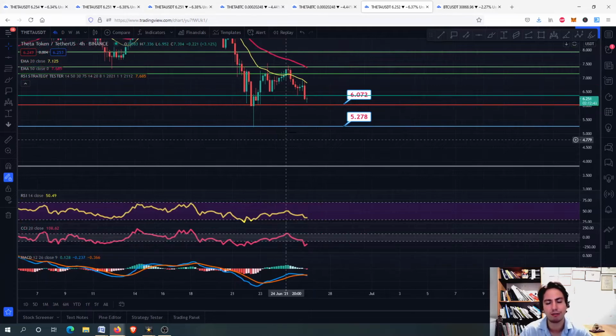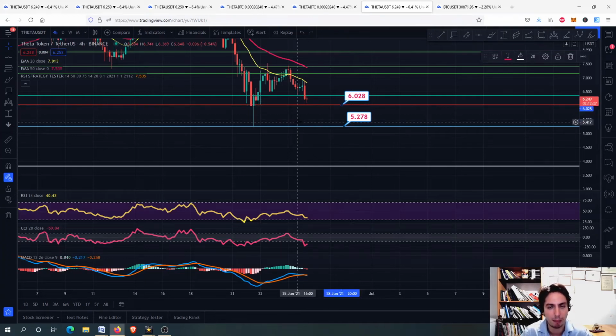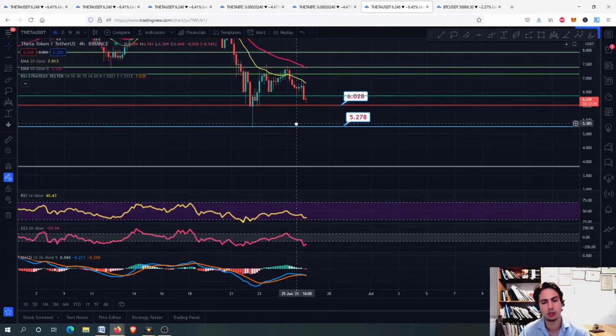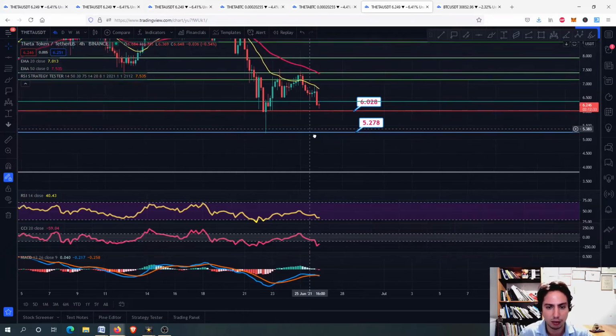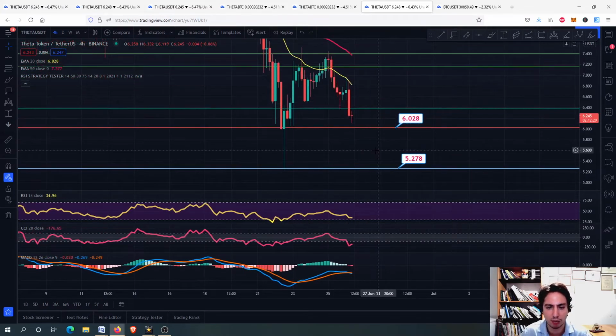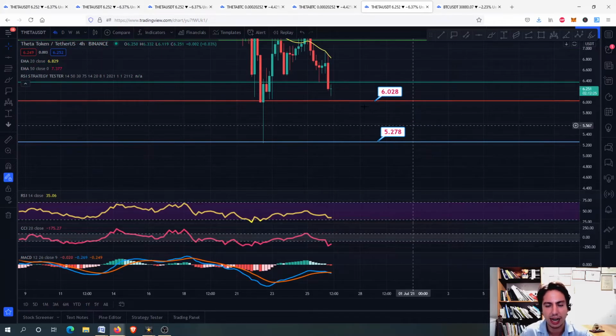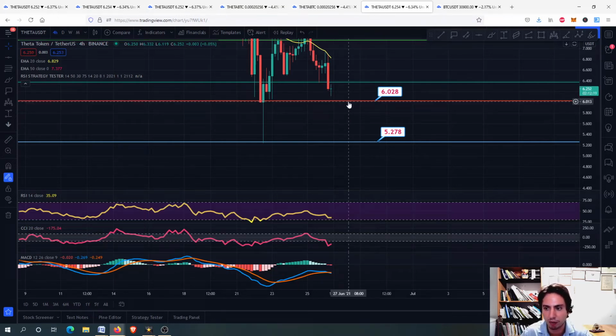Let's not panic for now. For now we are fine, guys, because we haven't lost the 6.028 USDT price support level, right? So we haven't lost this support level right here, and what we want to see is if we can eventually remain above the 6.02, right? We want to see if we can remain above this line right here.